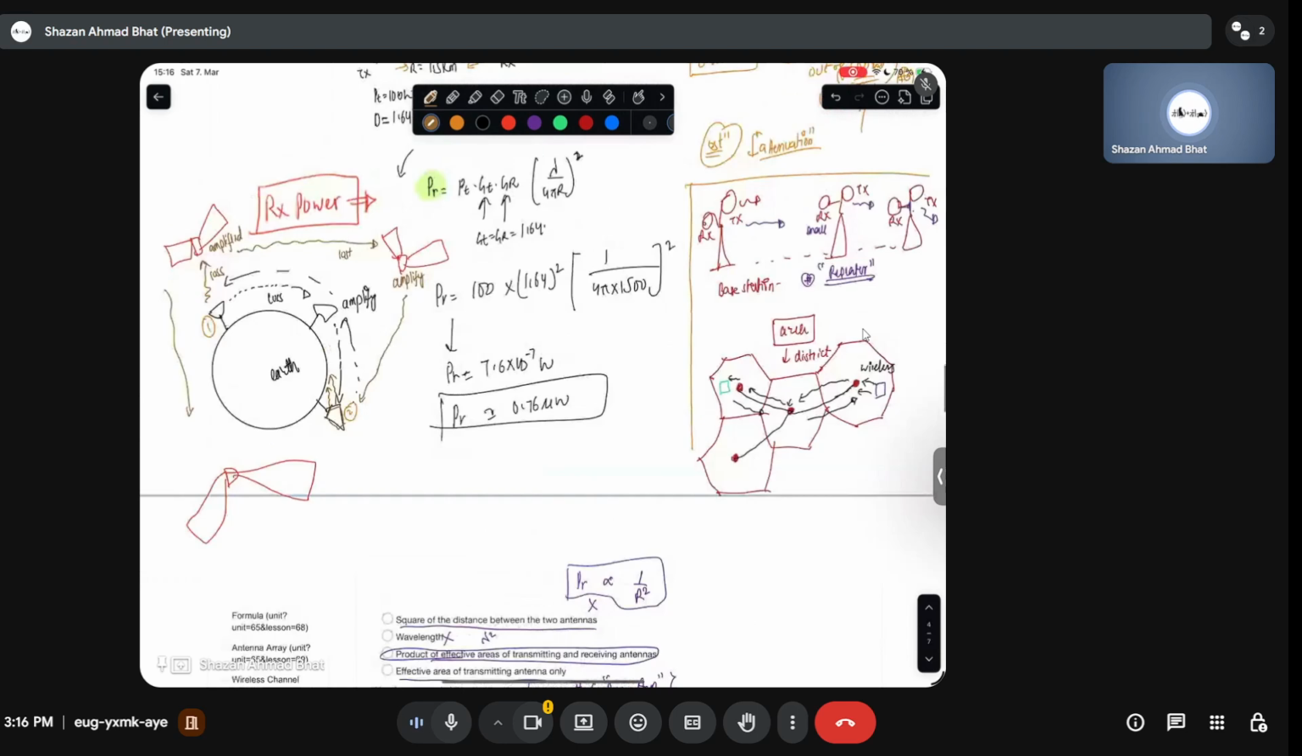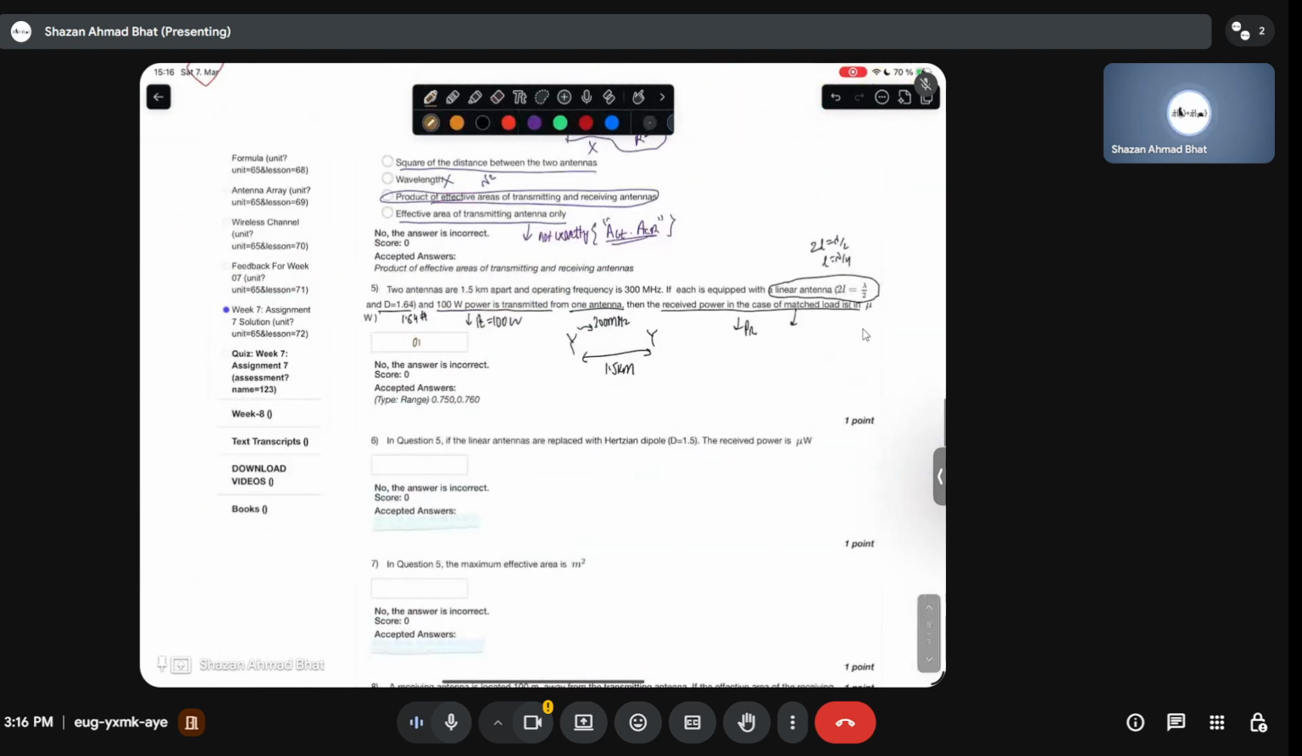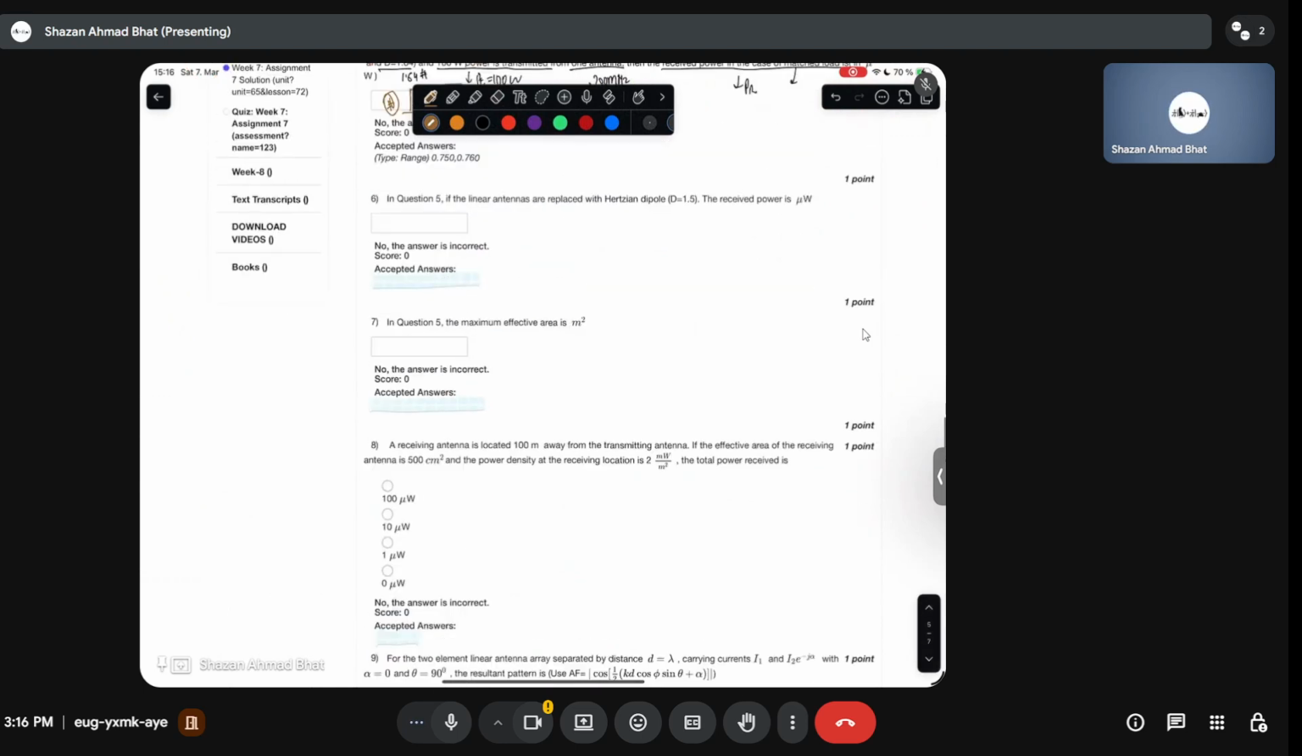So the essential answer is 0.76 microwatts, which is very small, to be honest.